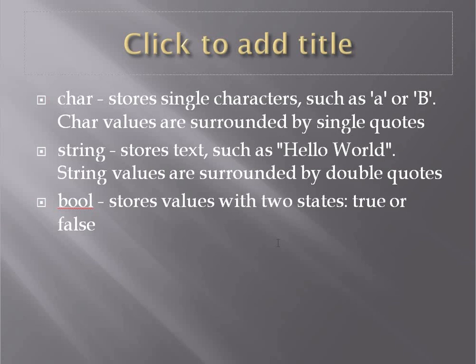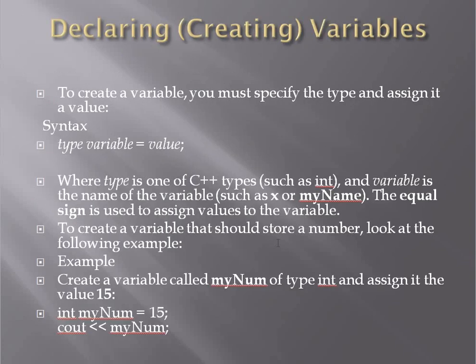Then bool means boolean. Boolean stores a value with two states, true or false. Sometimes we need to know the current state of an expression, whether it is true or false. We can find that out by using the bool data type.